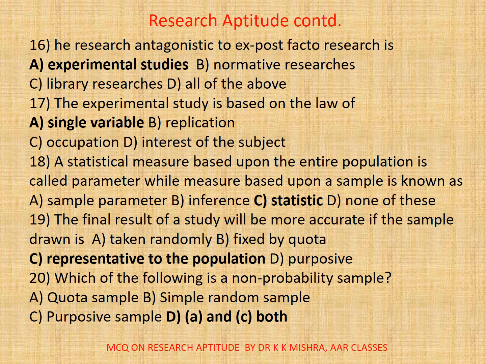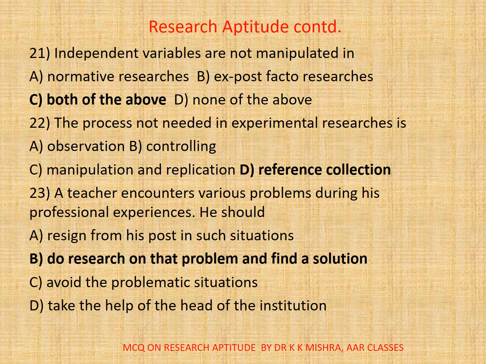20. Which of the following is a non-probability sample? A. Quota sample, B. Simple random sample, C. Purposive sample, or D. A and C. The correct option is D. A and C. 21. Independent variables are not manipulated in A. Normative researches, B. Ex post facto researches, C. Both of the above, D. None. The correct option is C.